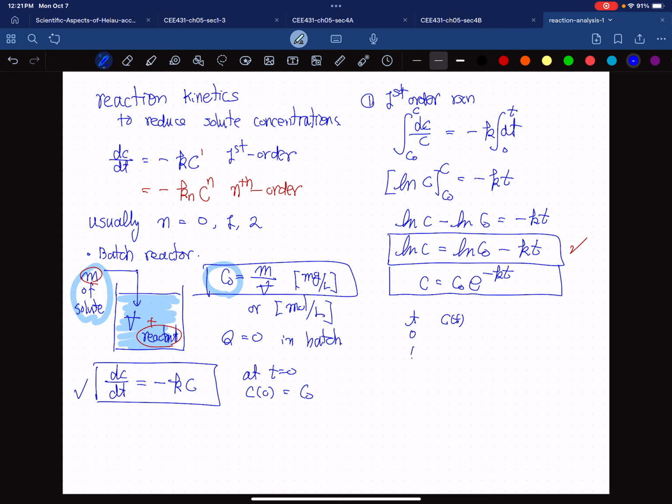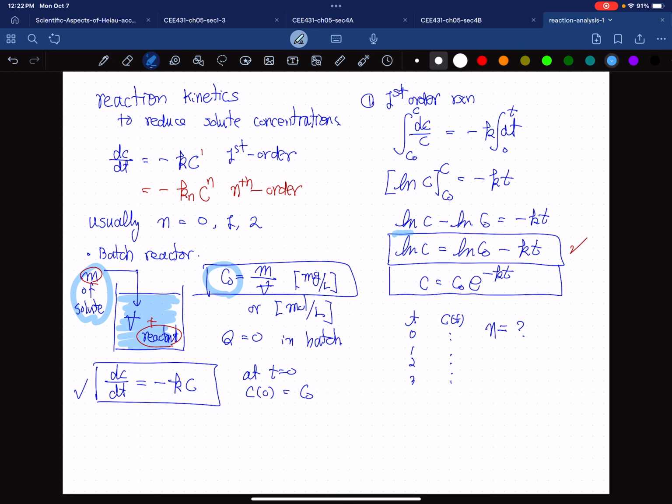So 0, 1, 2, 3, and so on, and these concentrations are actually measured. But we do not know what the reaction order is. The reaction order is still unknown. So what we do is we check whether this reaction follows the first order or not.